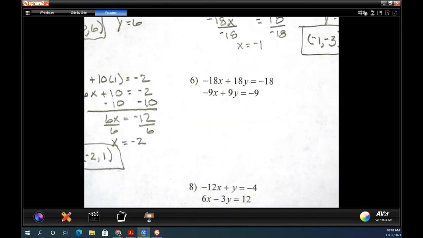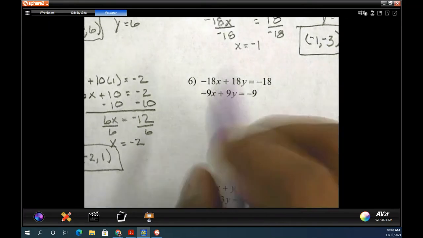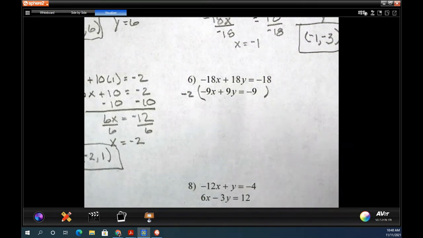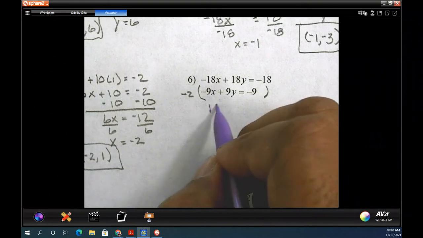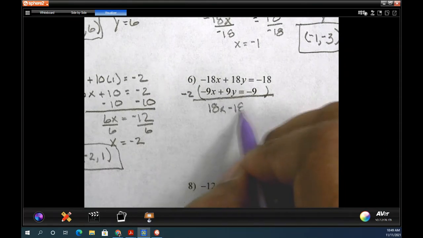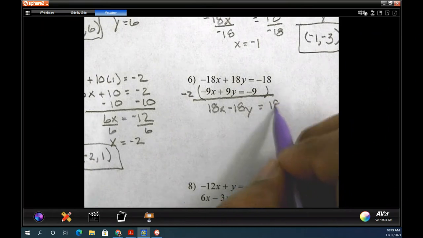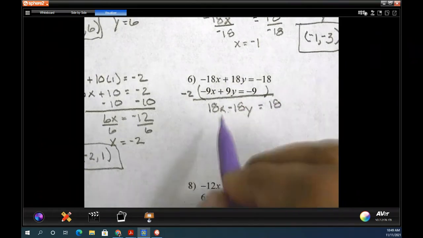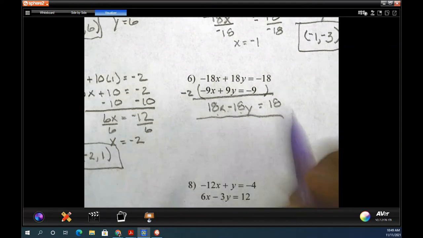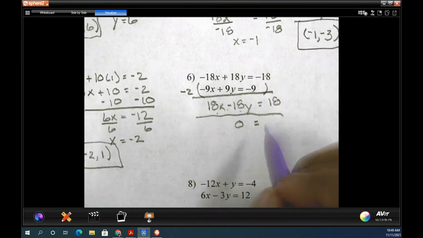All right. Guess what we're going to multiply by here? Yeah, we're going to multiply by -2. We're going to multiply the second one by -2. So that becomes, oops, didn't put the line, 18x minus 18y is equal to 18. We're combining these two here. Negative 18x plus 18x, 0. 18x minus 18x, we get 0 here. Negative 18 plus 18, 0.